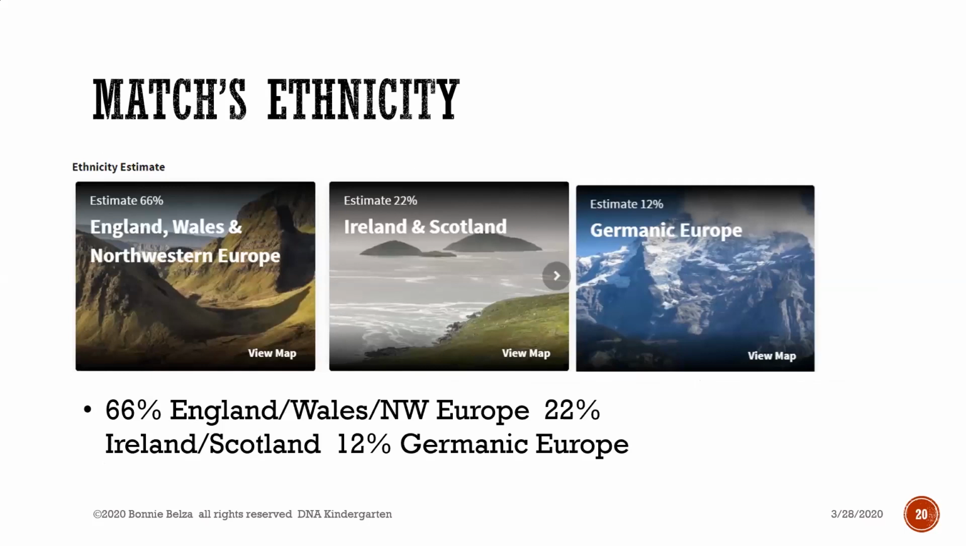Here's a third piece of information. I'm looking at his ethnicity estimates. It shows me that he's 66% English, Welsh, or Northwestern Europe, 22% Irish or Scottish, and 12% Germanic Europe. Uh-oh, what's missing? There's no Italian in his ethnicity estimate. I wonder if this match knows this. And if he does, does he realize that this means he's probably not related to his father?